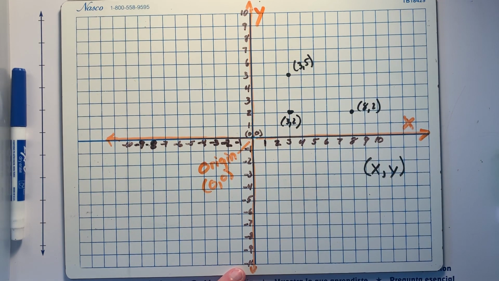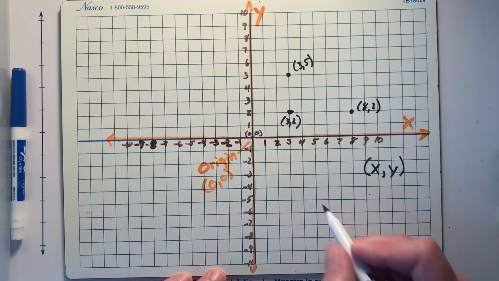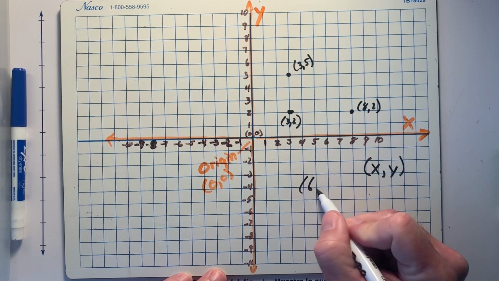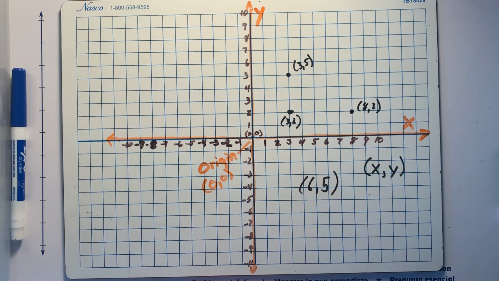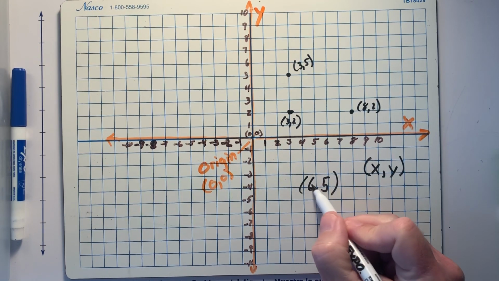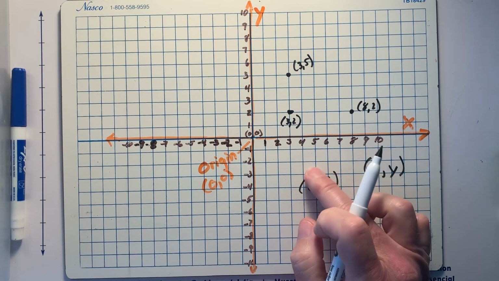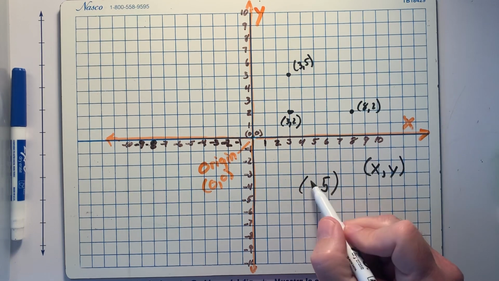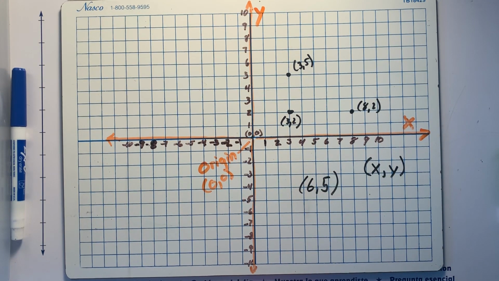And let's do one more. Let's try this one. 6, 5. Where would 6, 5 go?